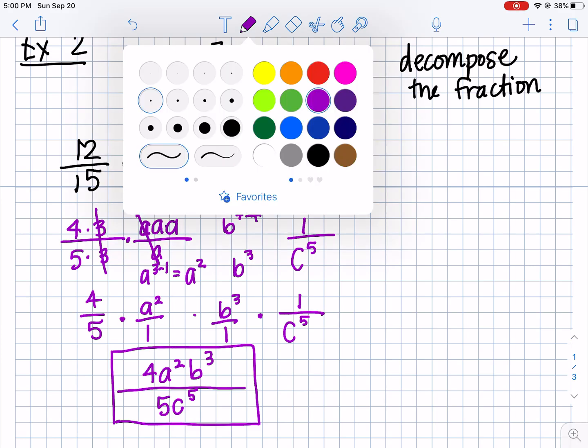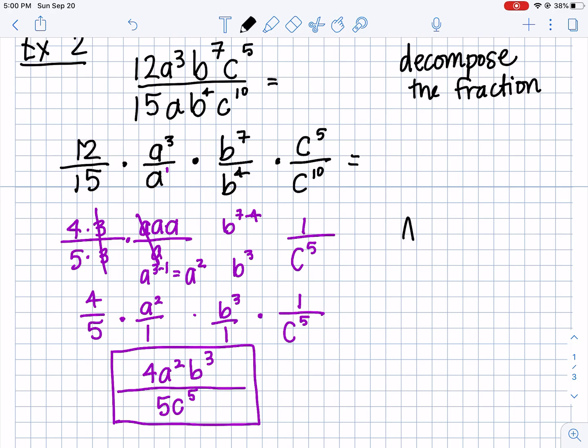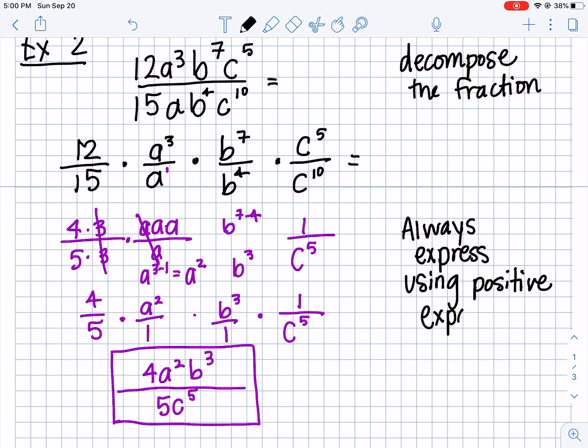And remember, we always express our answers using positive exponents. So if you were wondering why I said c to the fifth was in the denominator rather than saying c to the negative fifth, that's because I always express using positive exponents.